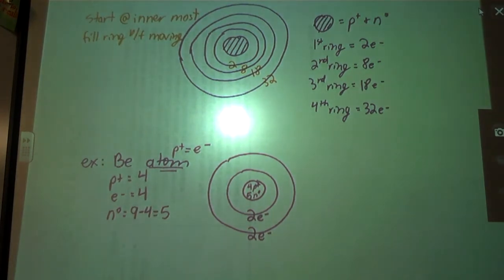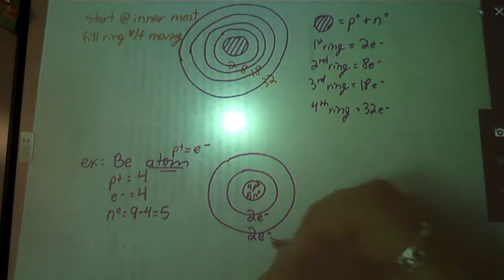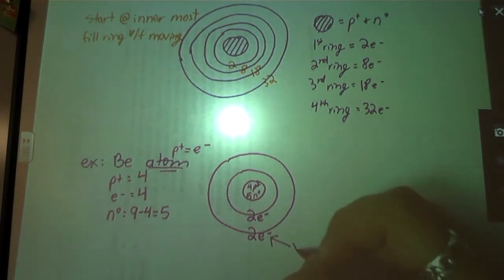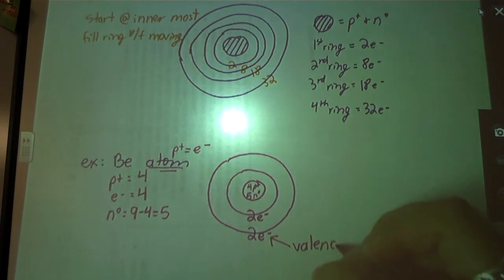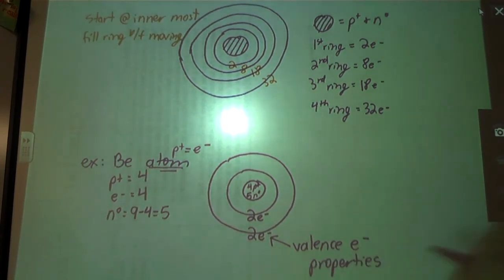And there you have it, the Bohr model for a beryllium atom. 4 protons, 5 neutrons in the nucleus in the middle, 2 electrons on the first ring, and 2 electrons on the second ring. You'll remember that I told you these outermost electrons have a special name. They are called the valence electrons, and they determine the properties of our element, how well they bond, how combustible they are, etc., etc.